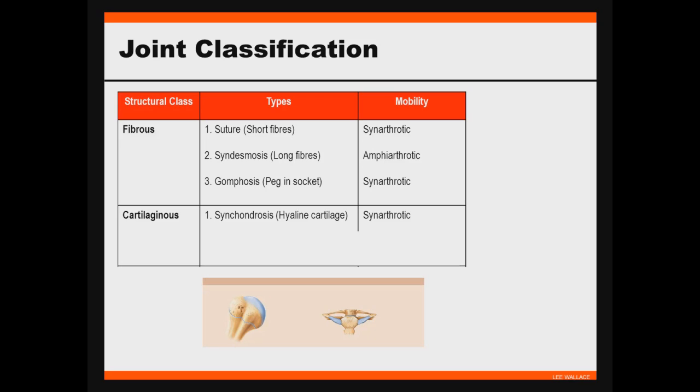Now, a cartilaginous joint is almost as hard as bone. So if we think about our shaft and the head of a long bone, we know that there's no movement there, so they're classified as synarthrotic, or no movement.